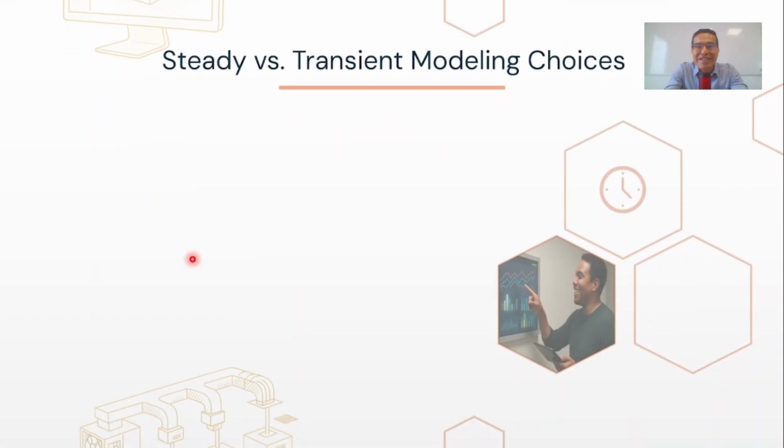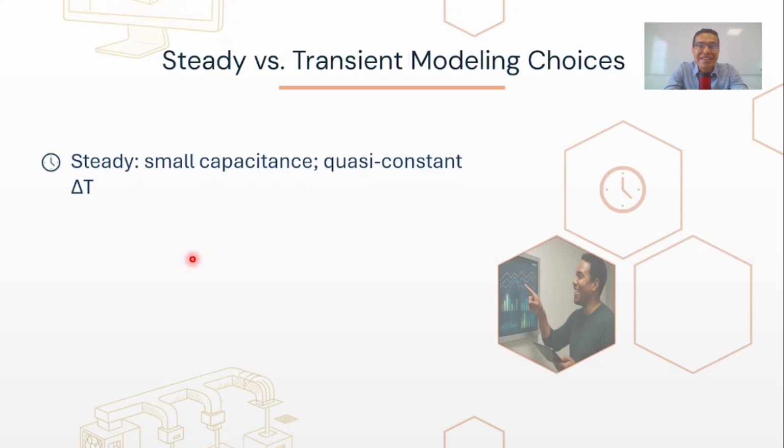Then we have this critical decision in building simulation. Steady state assumes that everything is constant over time. It's great for quick, high-level analysis or for components with low thermal capacitance, like a thin window. It's a simple, fast approach.